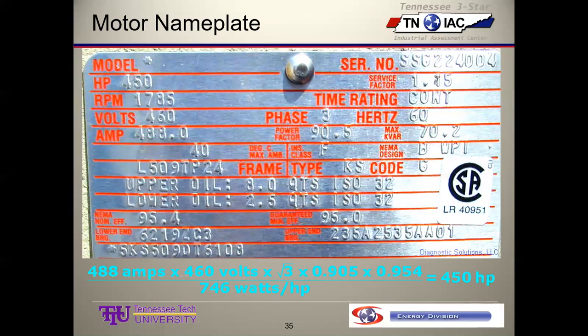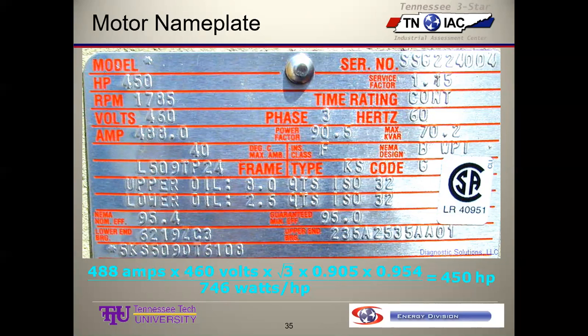Okay, so where do we get data? Well, I think we might have even seen the same slide in the pumping presentation, but there's a 450 horsepower motor rated at 1785 RPM. At 460 volts, it'll pull 488 amps.